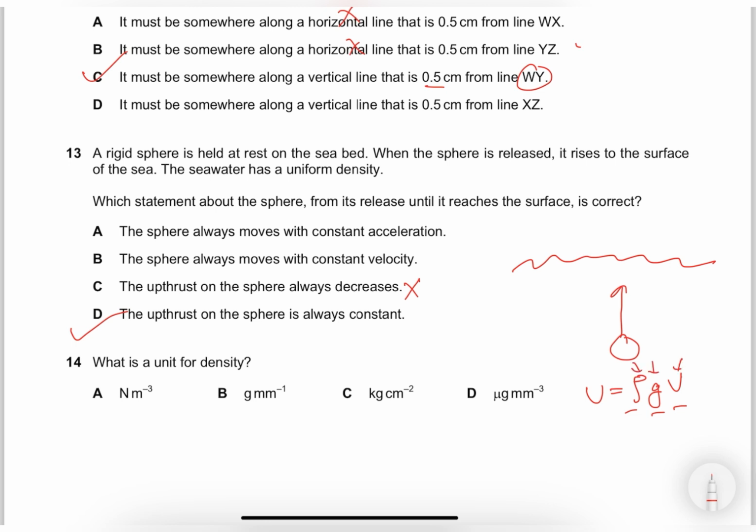Sphere moves with constant acceleration? No. Upthrust will be there, drag will be there. Constant velocity? No. So D is the correct answer.